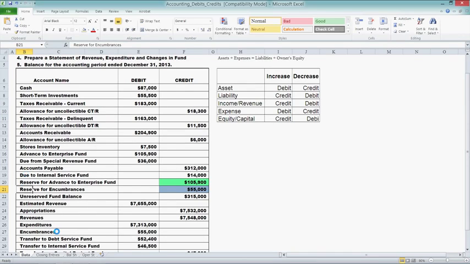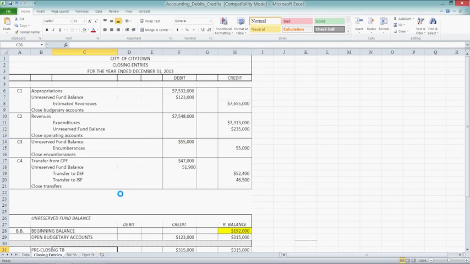Let's take a look at the second worksheet here, closing entries. We have appropriations and then unreserved fund balances as a debit, and then estimated revenues, $7,655,000. Let's see where these numbers come from. Okay, so let's remember these numbers: $7,532,000 and then $123,000 unreserved fund balances.